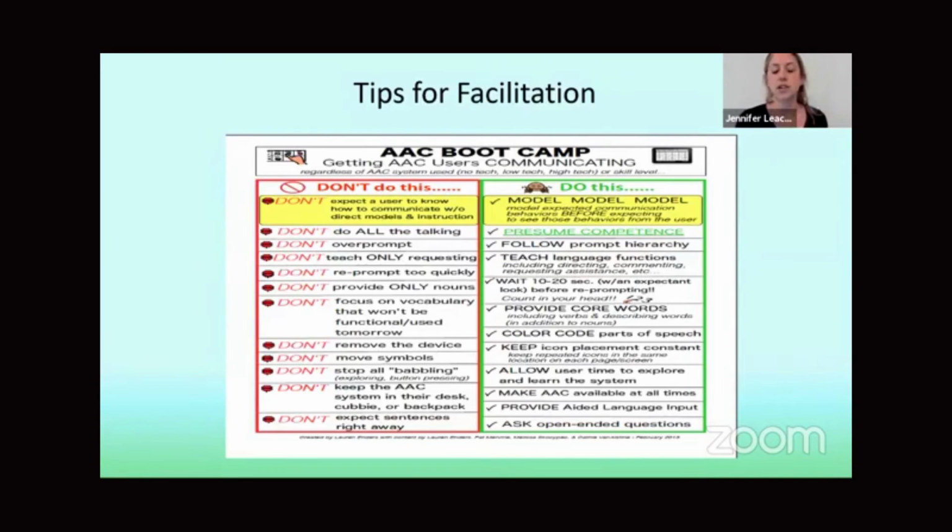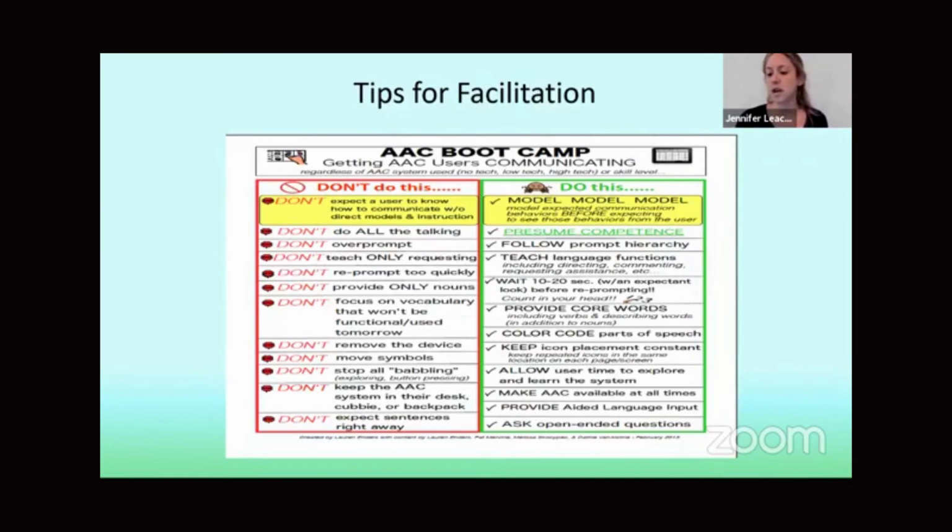Like the video said, you're going to start at their level. If they're at the 1-word level, they're not going to be at sentences tomorrow. They need to learn to get up to that. It's just like talking: you go from 1 word to combining 2 words to 3 words and so on. It's the same thing with the device. Like I said throughout this presentation, you should always model, model, model. Always model expected communication before expecting to see those behaviors from the user. You want to presume competence.